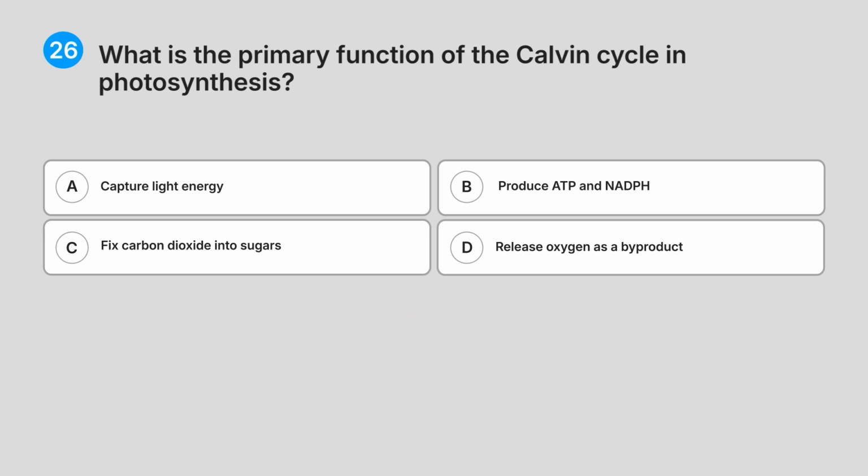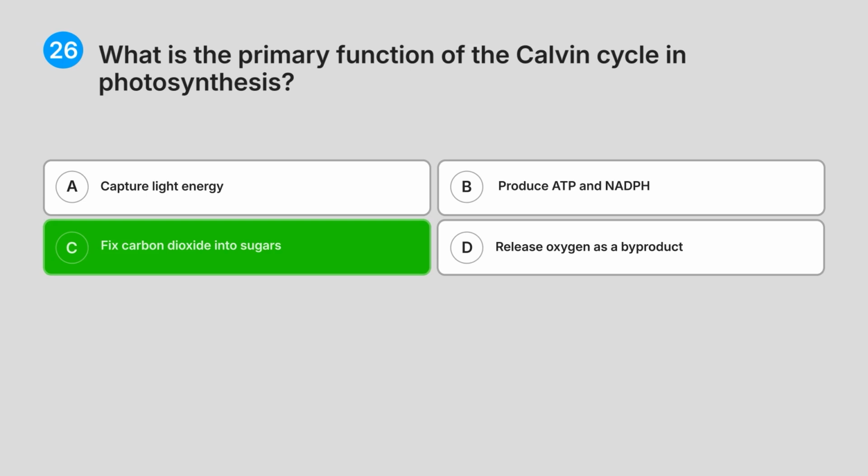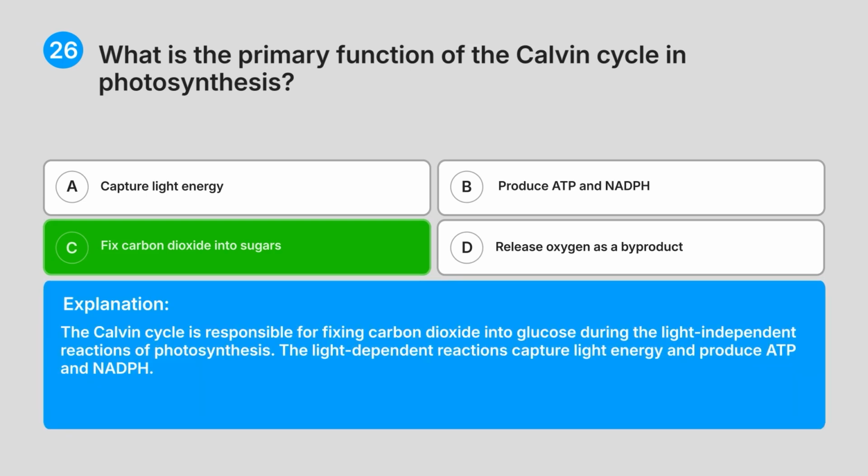Correct answer: C. Fix carbon dioxide into sugars. Explanation: the Calvin cycle is responsible for fixing carbon dioxide into glucose during the light-independent reactions of photosynthesis. The light-dependent reactions capture light energy and produce ATP and NADPH.